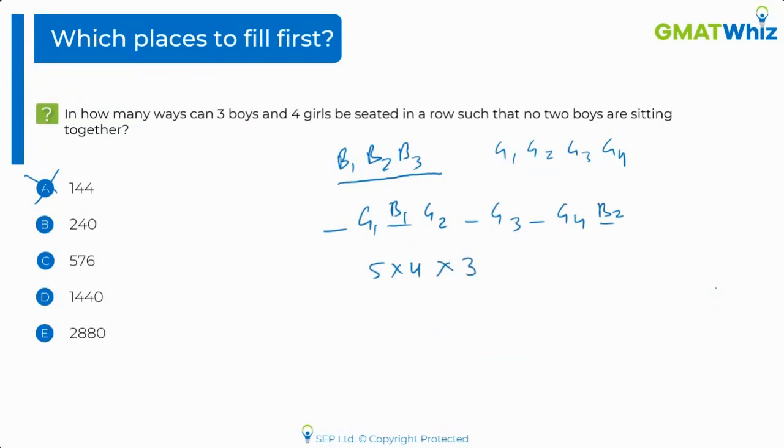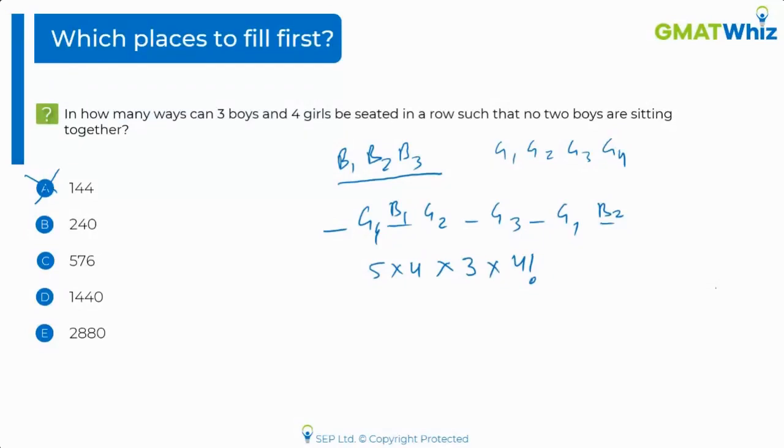All right. And again, the girls can also sit in any other order. I have just taken these 4 places into account, but girl 4 can be sitting here, girl 1 can be sitting here. So this is another thing that we have to take care of. Between themselves, they can sit in 4 factorial different ways.